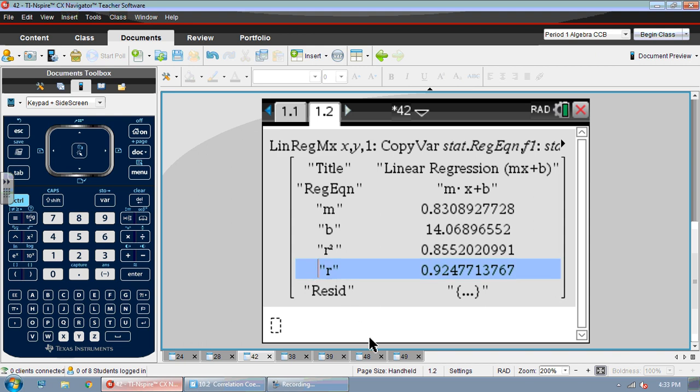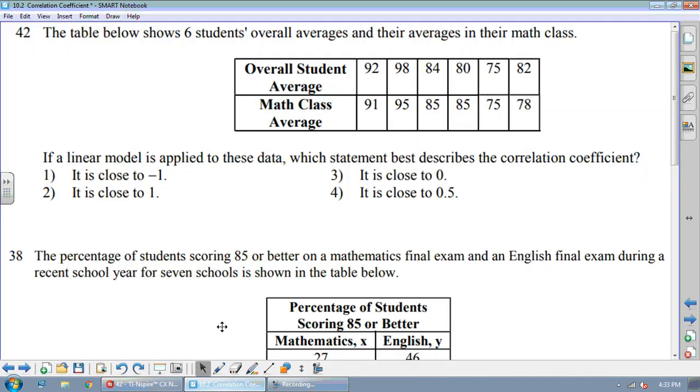So we've got multiple choice. Number 1, is it close to -1? No, it's positive. Number 2, it is close to 1. Is 0.92 close to 1? Yes, it is. Number 3 says it's close to 0. No, it's 0.92. And number 4 says it's close to 0.5. 0.9 is not close to 0.5. So choice number 2 is the answer.